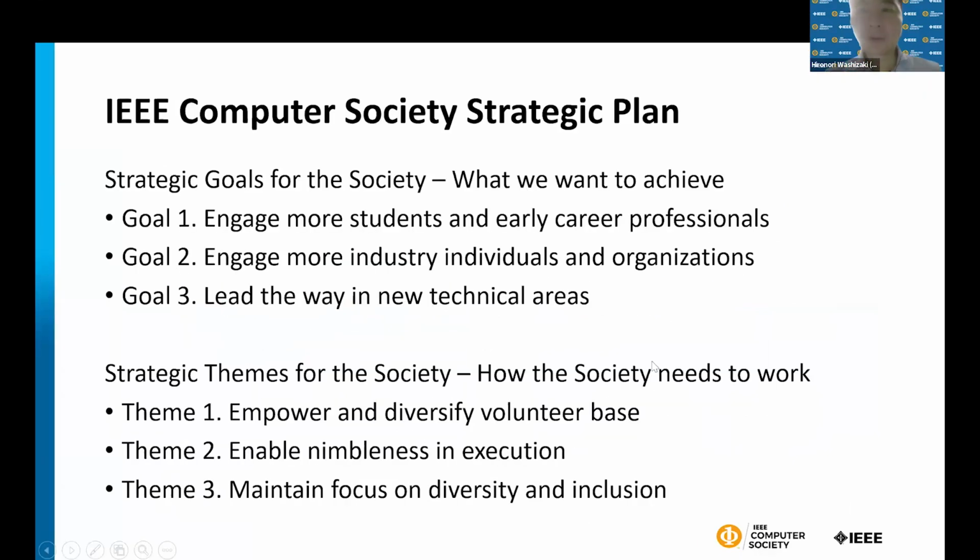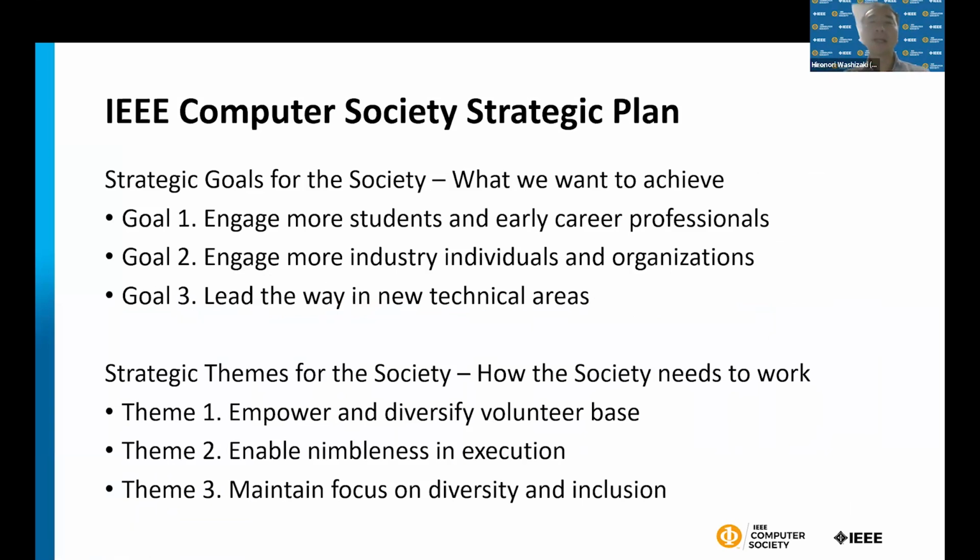You might know that at the Computer Society, about 3 years ago, we implemented a strategic plan to clarify our strategic goals and strategic themes. I believe we would keep these goals, but we can have better implementation of them. We can always have room for improvement, okay?